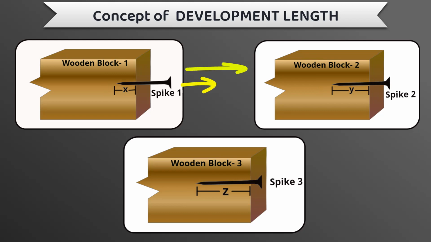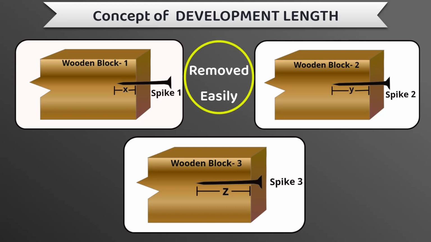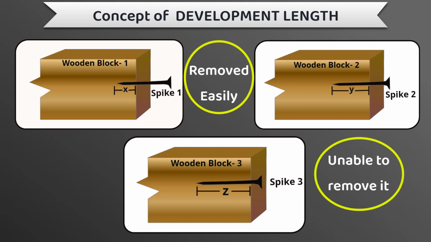So we applied the same amount of tensile force for pulling out spikes 1, 2 and 3. But now you can clearly see that spike 1 of length x is pulled out easily. The same thing happened to spike 2 also, but you can clearly observe that spike 3, with an inserted length of z, is not pulled out. It's taking too much effort.